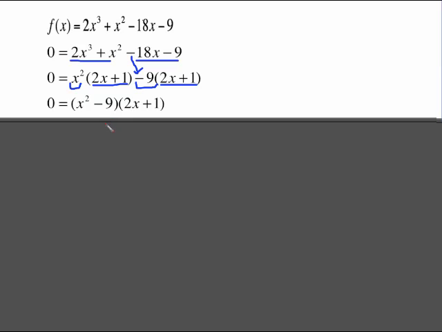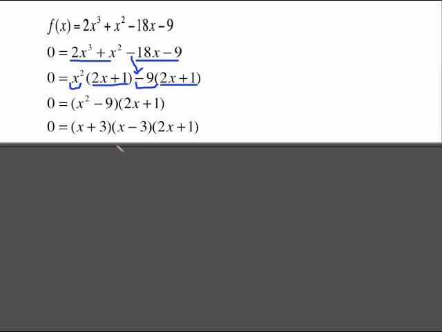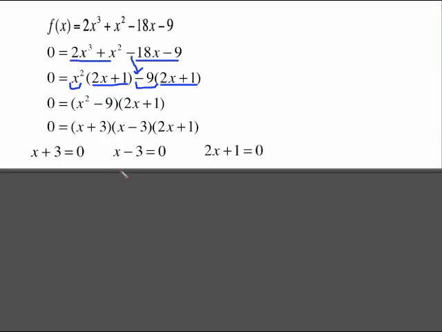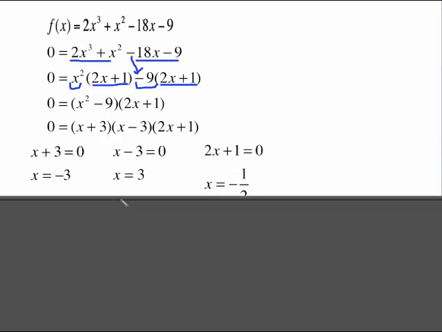It's the difference of 2 squares, and we get these 3 factors. Set them each equal to 0 and solve. And we get those 3 zeros or roots. There's our function. Set it equal to 0. Our GCF in this case is a negative x squared. And when we divide each of these by negative x squared, this is what we get in the parentheses.